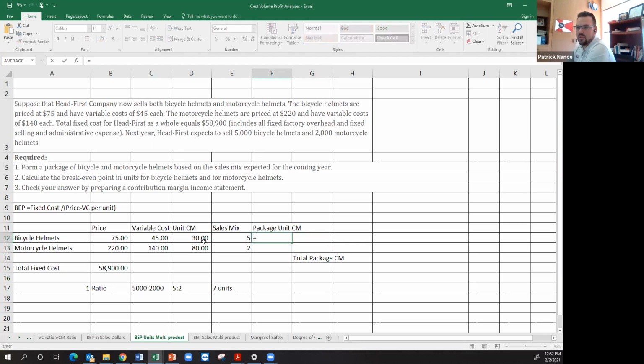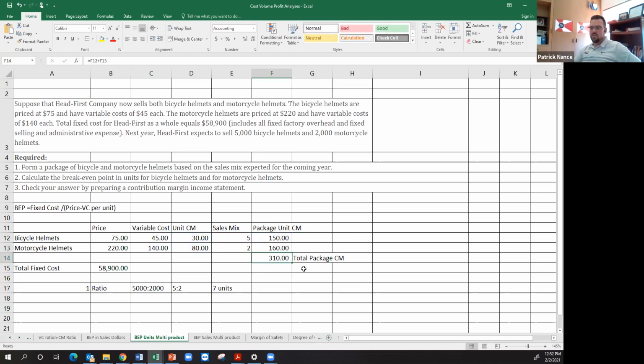So to find this, I'm simply going to take the unit contribution margin. Each one makes me $30, but the smallest I can sell in is groups of 5 in this case. And same thing, I'll take 80 times 2, and then I'm going to get a total of 310. So that's my total package contribution margin.